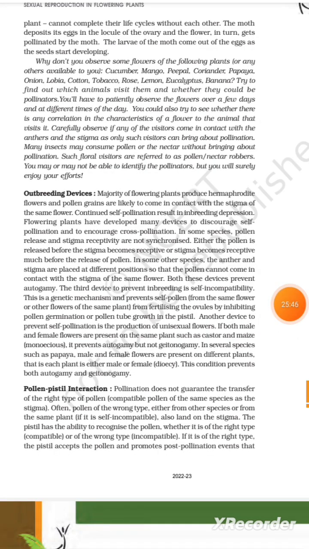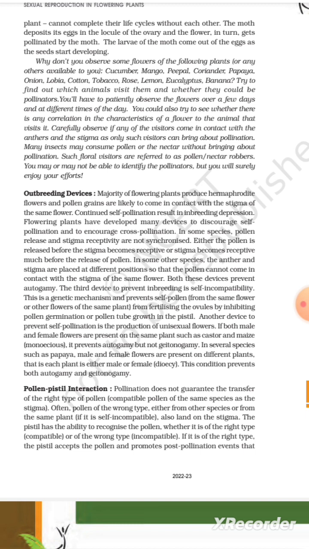Outbreeding devices. Majority of flowering plants produce hermaphrodite flowers, and pollen grains are likely to come in contact with the stigma of the same flower. Continued self-pollination results in inbreeding depression. Flowering plants have developed many devices to discourage self-pollination. In some species, pollen release and stigma receptivity are not synchronized. Either the pollen is released before the stigma becomes receptive, or the stigma becomes receptive much before the release of pollen.